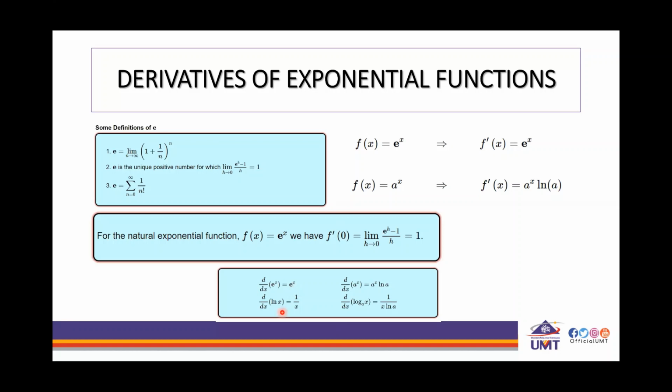d ln x over dx is equal to 1 over x. d a to the power of x over dx is equal to a to the power of x times ln a. And d log base a of x over dx is equal to 1 over x ln a. Because later we can have any log: log 2, log 3, log 4, log 5. So for log base 5 of x, for example, the answer will be 1 over x ln 5, if the question is like that.